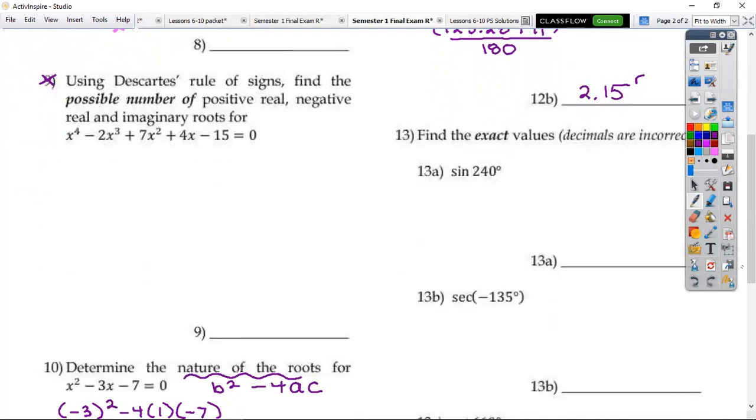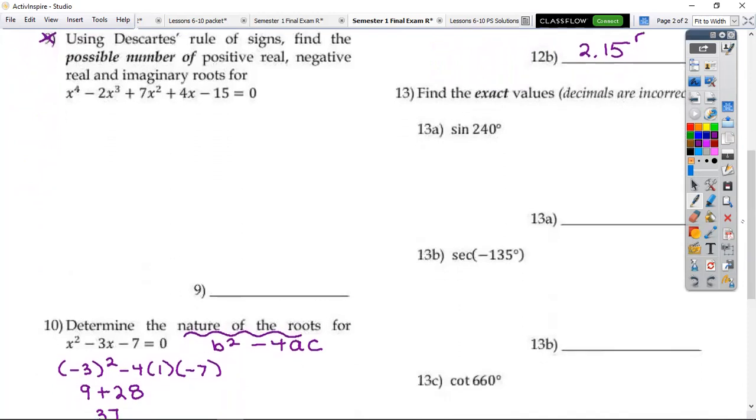All right, and then 13. Let's just start these, because I don't want to rush. Find the exact values. Decimals are incorrect, so definitely make note of that. So 240 degrees. These have many parts to them. What quadrant does 240 fall into? I'm going to do this. 240 degrees.